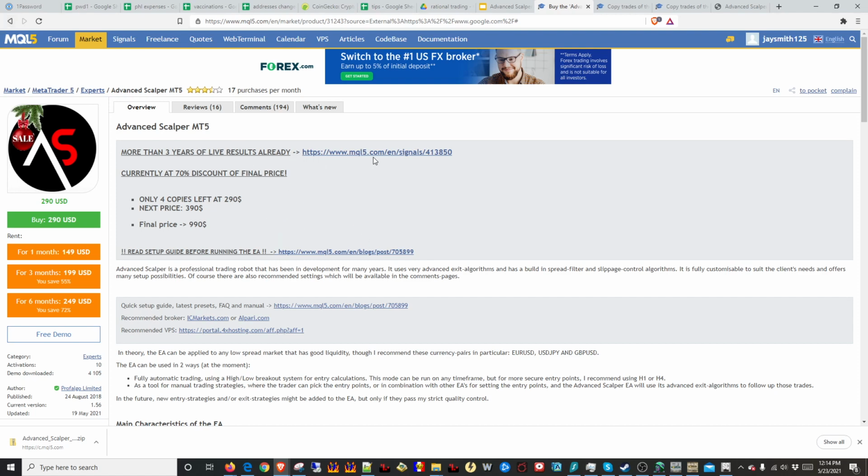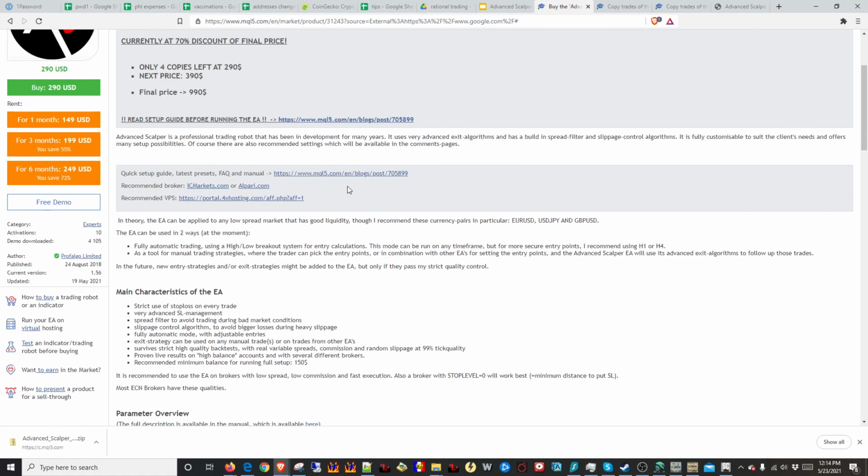He says here he's got a signal with 3 years of live results. Advanced Scalper is a professional trading robot that has been in development for years. Has a built-in spread filter and slippage control algorithms. Of course, for a scalper, which is going to go for low pips, you definitely want a spread filter. Slippage control algorithm is interesting. So we'll talk about that in a sec.